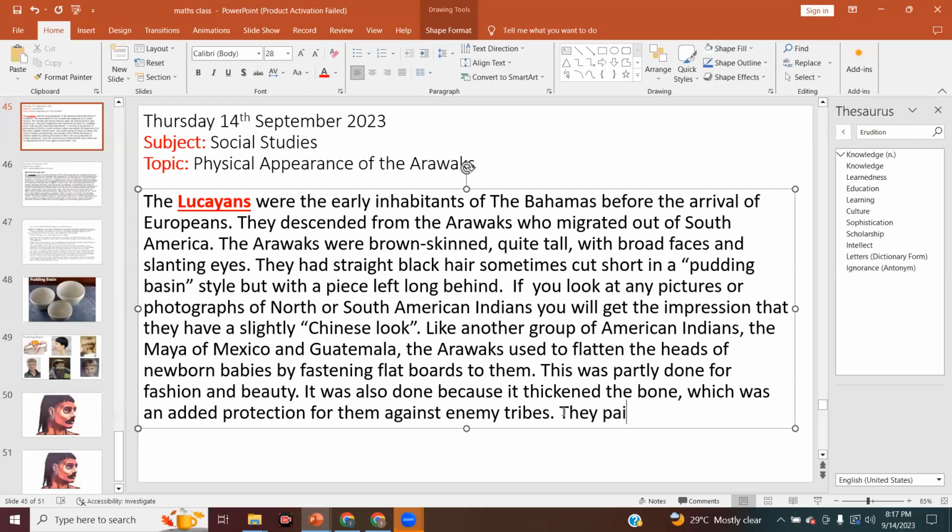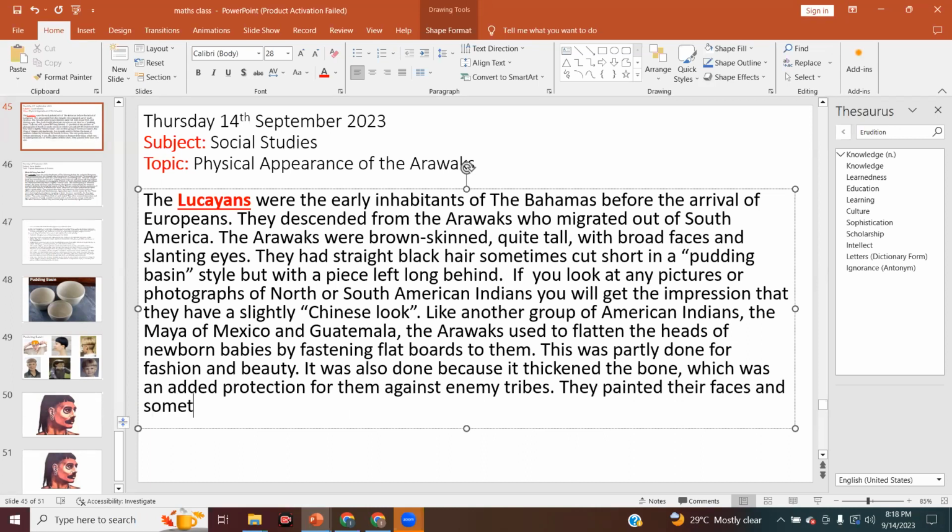They also painted their face. Why did they paint their face? From mosquitoes and insects and different animals. Yes, it's like an insect repellent. So they painted their faces and sometimes their bodies. With what color? Red, white, yellow, purple, and black.